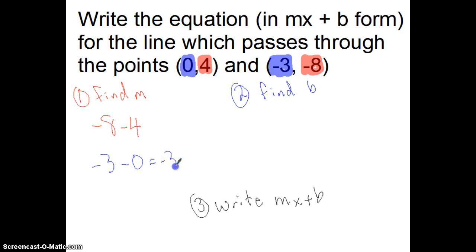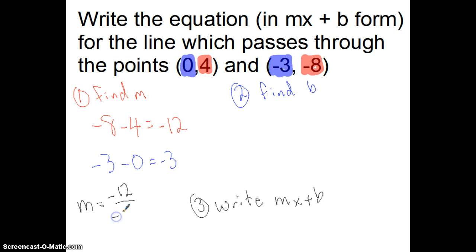-3 minus 0 is -3. And -8 and -4, these are the same numbers. There's no reason to cancel them. They're the same. So you wind up with -12. And the last step, I need to divide those two quantities to calculate the slope.